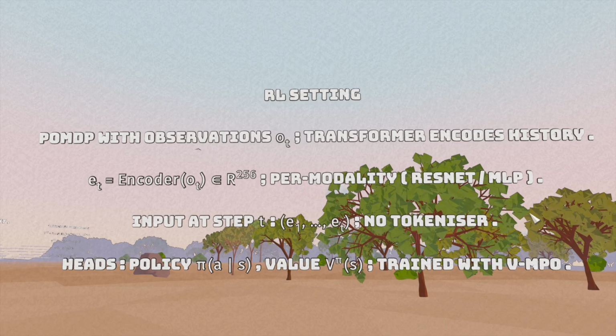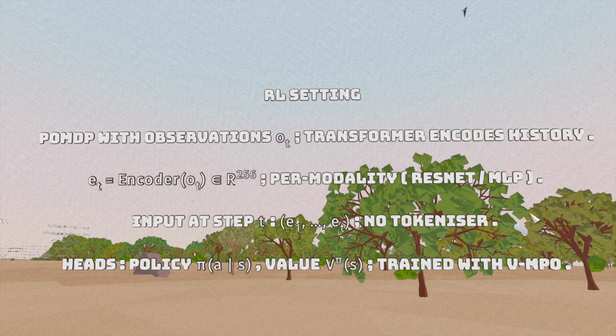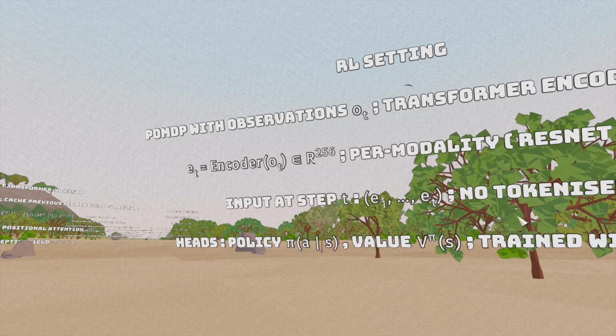over this. The policy and value heads are updated with value-based MPO, V-MPO, which we covered for smaller networks and continuous control in a different video. And it's an on-policy expectation maximization algorithm that works on data from a distributed actor learner.